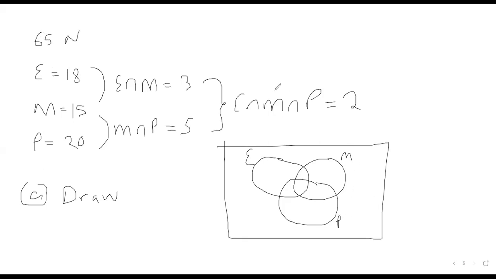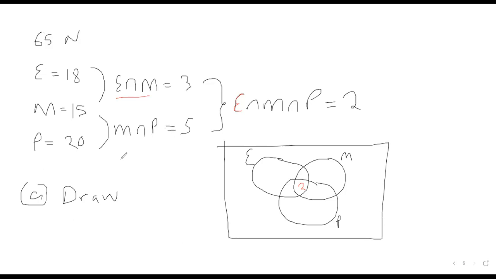Where do we start from? All of them start from C intersection M intersection P equals 2. We'll start from there, right? Yes. Then English intersection math is how much? It's 3.